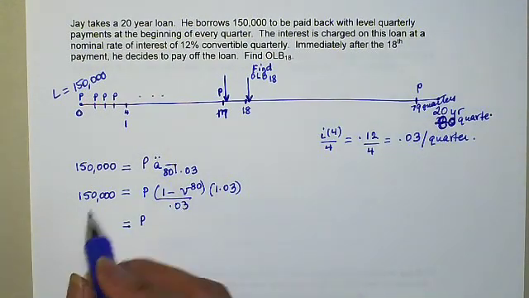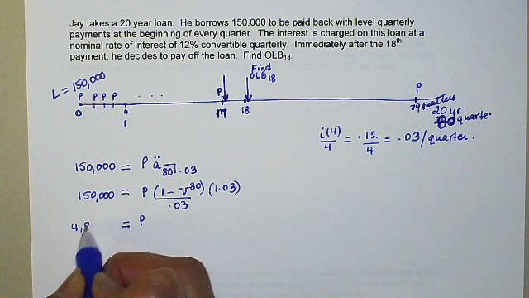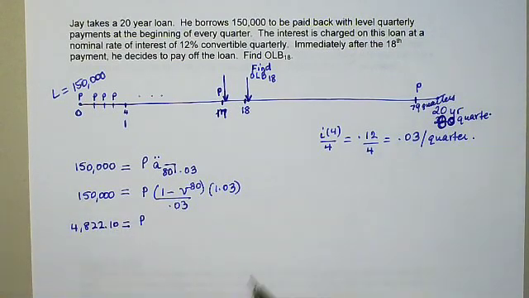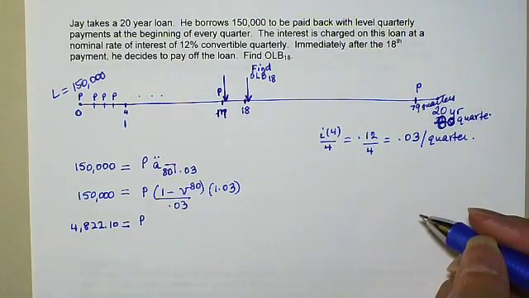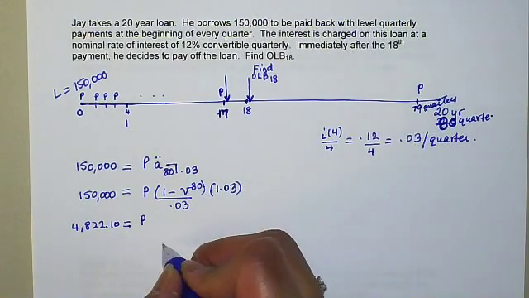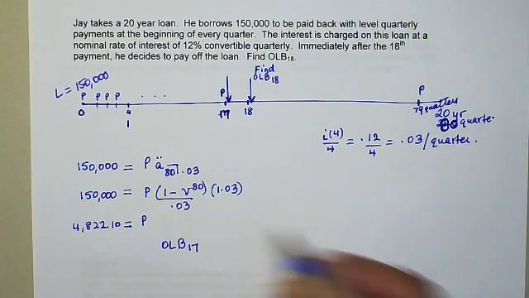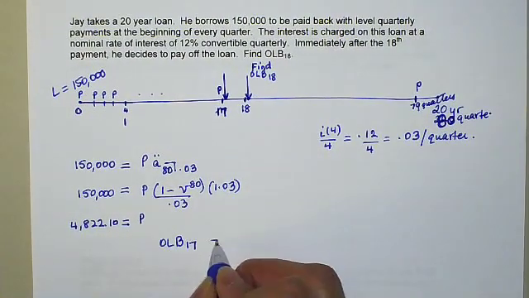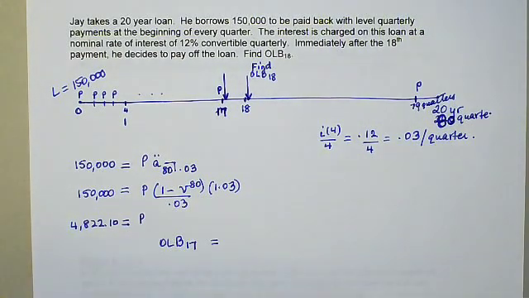Let's do it. So this is equal to P, 1 minus v to the 80 over 0.03 times 1.03 equals 150,000. This is going to give me P equals 4822.10. Okay, now I want OLB 17.